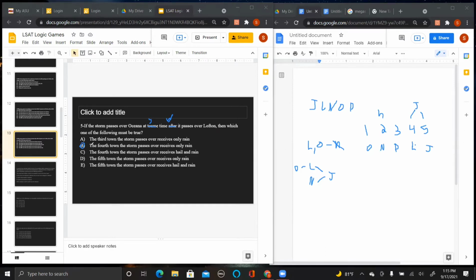The fourth town, storm passes over, receives hail and rain. No, we just said that. L cannot receive hail. The fifth town, storm passes over, receives only rain. Yeah, J can receive whatever it wants. And the fifth town, storm passes over, receives hail and rain. Again, same deal. The only one that must be true is B.